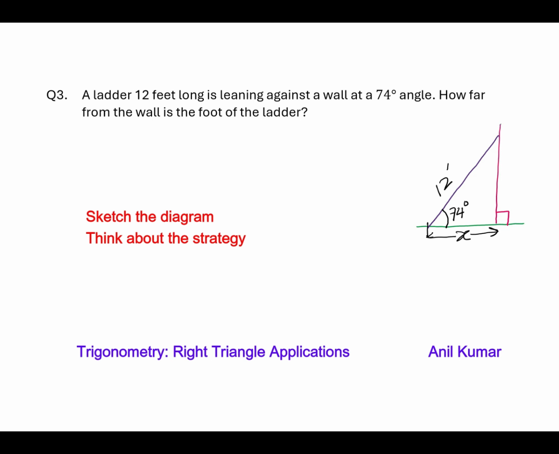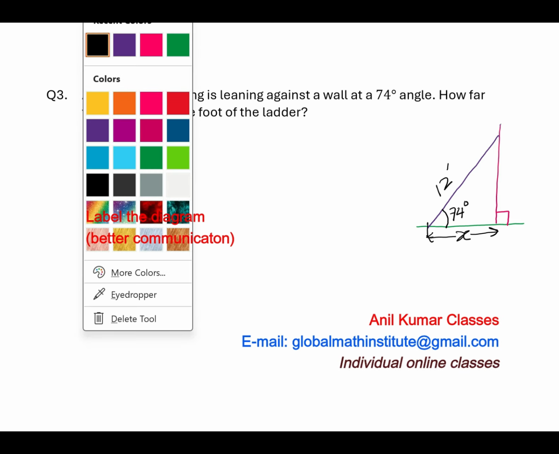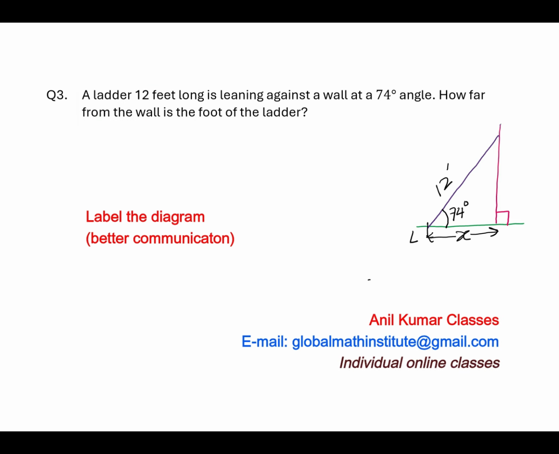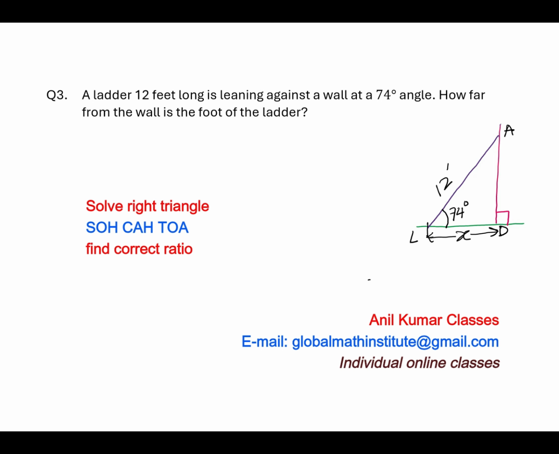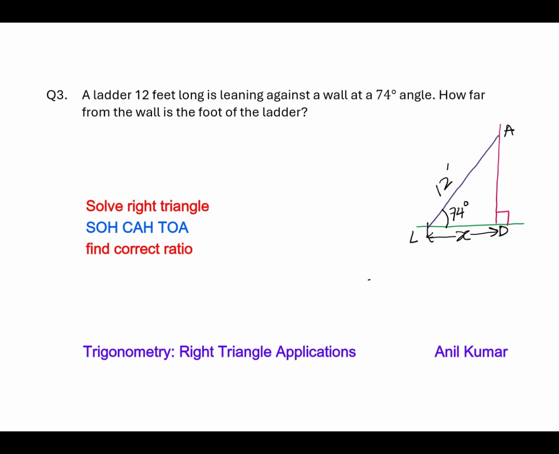Make sense? Perfect. We can label the diagram. So we have here a ladder, let's say L, A, and this is the bottom. Let's call it D. So now, what we are given is L to D, which in this right angle triangle is adjacent to the angle 74 degrees, a side between 74 degrees and 90 degrees, and we are given the hypotenuse of this right angle triangle.